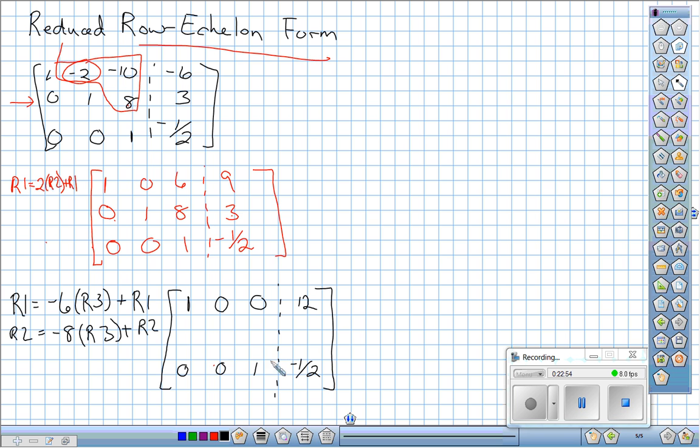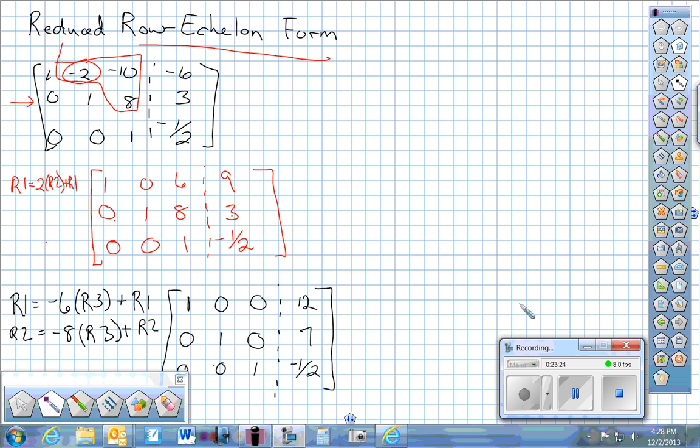Okay, then I'm going to do the same thing, except I'm going to do it with negative 8. Negative 8 times 0 plus 0 gives me 0. Negative 8 times 0 plus 1 gives me 1. Negative 8 times 1 gives me negative 8 plus 8 is 0. Then I have negative 8 times negative 1/2 gives me positive 4, plus 3. That gives me 7.